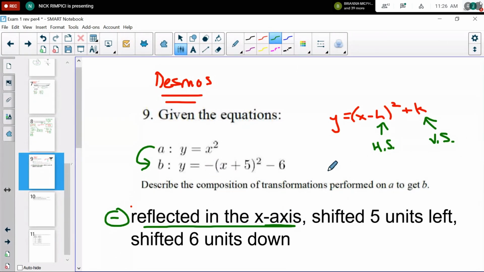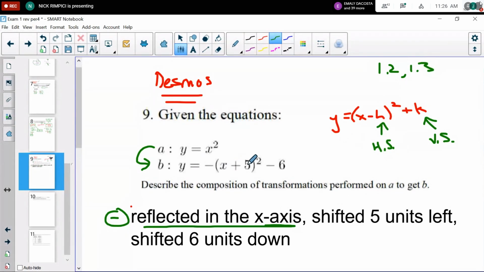Then we know that h represents horizontal shifting. Horizontal shifting is annoying. When you add, it moves it to the left. When you subtract, it moves it to the right. Everything is backwards at horizontal shifting. This is in your notes. It's section 1.2 and 1.3.